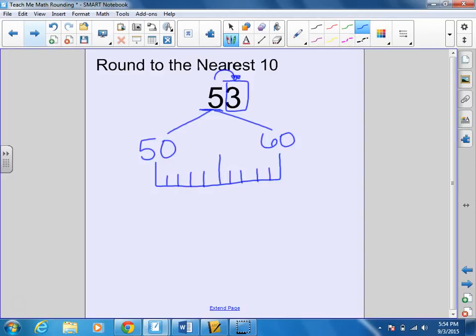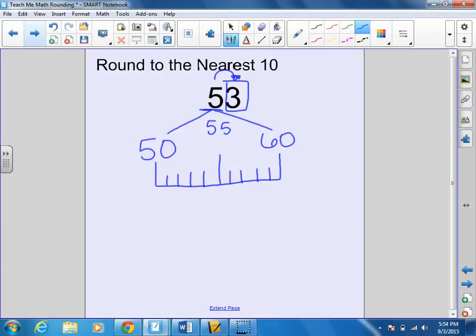Now, I oftentimes direct my students to remember what the midpoint is. 55 would be the midpoint. It is exactly in the middle of 50 and 60. Traditionally, we've been taught that if it's 5 or more, we go to the higher number, and if it's 4 or less, we go to the lower number. Creating this number line gives our students a visual of where 53 will fall on a number line.